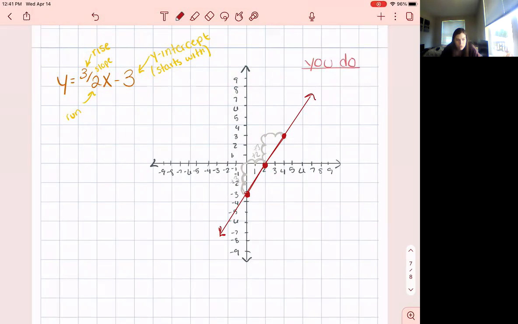So right now, what would you rate yourself as a level of understanding for when I give you the rule? Can you find your rise, run, y-intercept, and graph it?